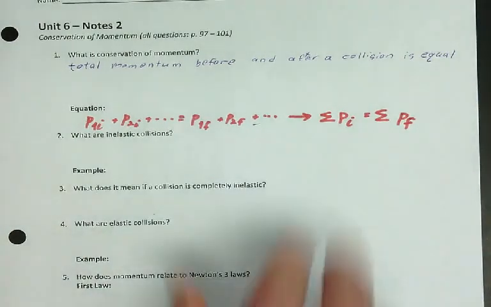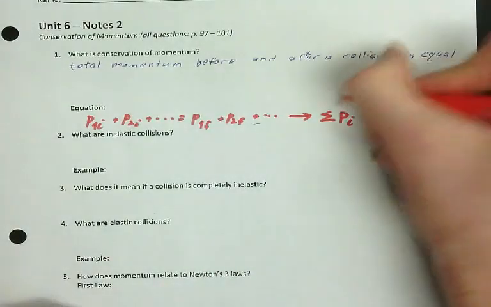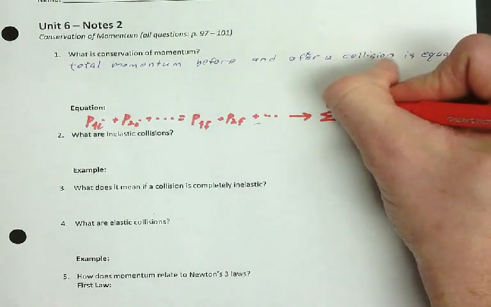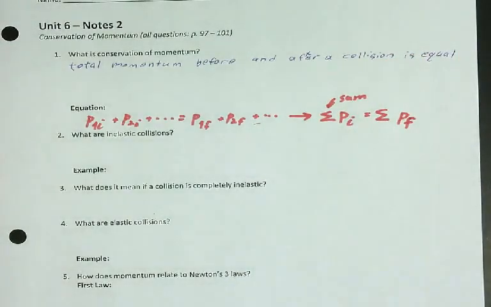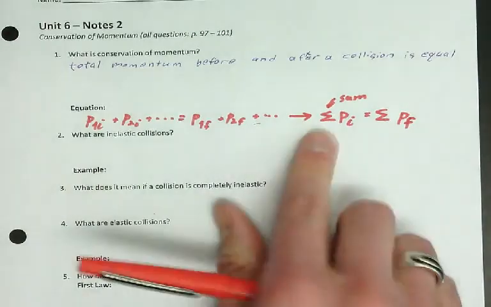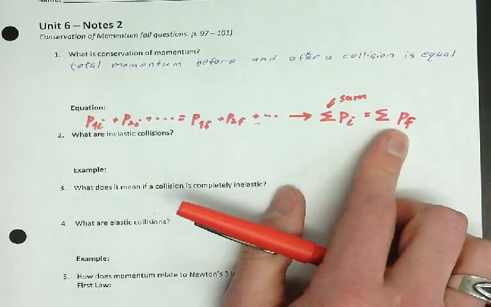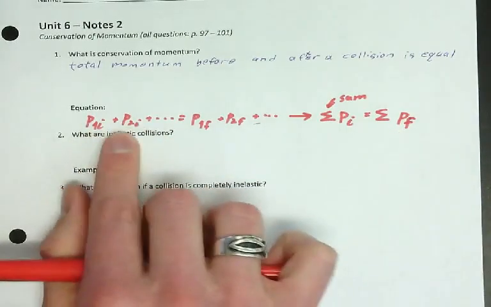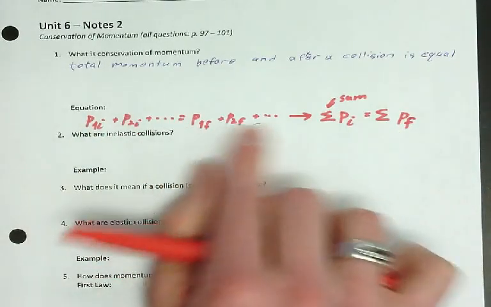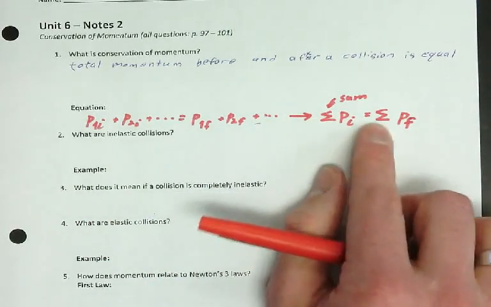So this is the Greek letter sigma. And sigma means sum. So it's the sum of all the initial momentums equals the sum of all the final momentums. In other words, the total momentum before the collision equals the total momentum after. So the total momentum before is equal to the total momentum after.